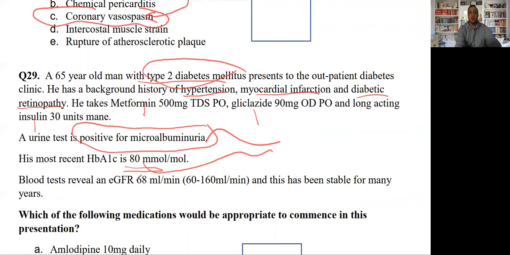Blood test reveals an eGFR of 68, which is within the normal range. So eGFR is still normal, but even if the creatinine and eGFR are normal, the patient might still have an early stage of diabetic nephropathy. Usually in the early stage of diabetic nephropathy, you will find the eGFR is increased. This increase is called hyperfiltration, and it indicates the early stage of diabetic nephropathy. This has been stable for many years.